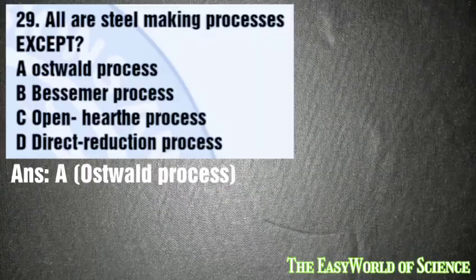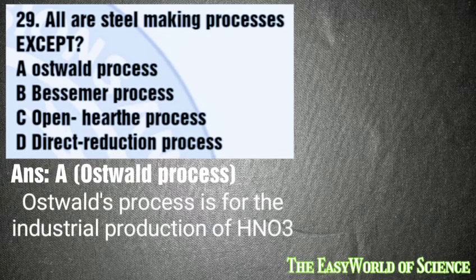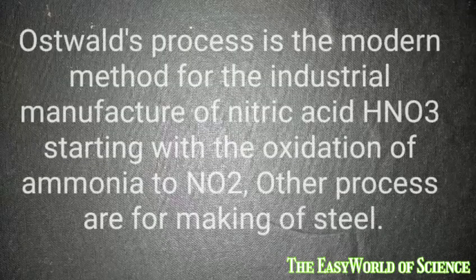29 is A, Ostwald process. This is not for making of steel. This is the industrial way of producing HNO3 from the oxidation of ammonia.